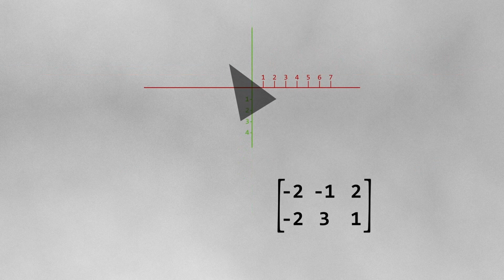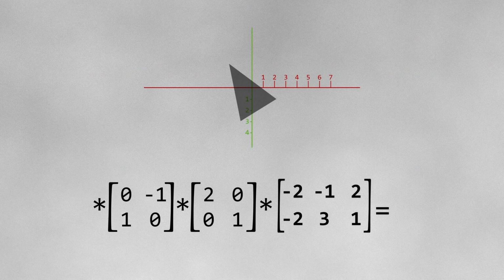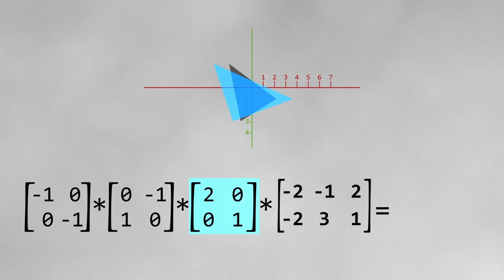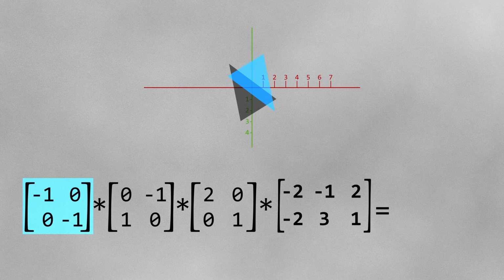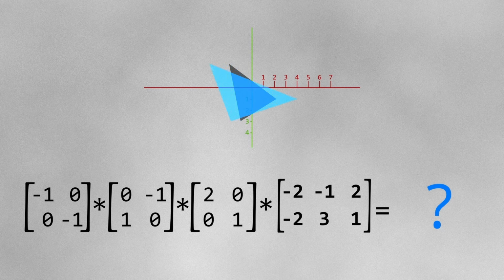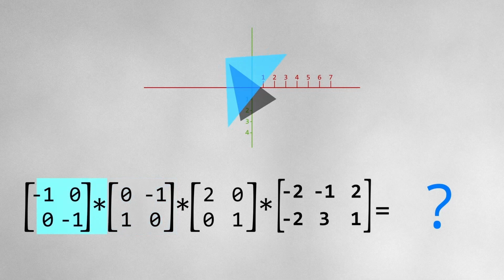It is also possible to chain multiple matrices. Those matrices are scaling by a factor of 2 along the x-axis, rotating by 90 degrees and rotating by 180 degrees. How will this calculation transform our triangle, you may ask? It will be the equivalent of scaling by a factor 2 along the x-axis, rotating by 90 degrees and rotating by 180 degrees, which will bring us the following matrix.